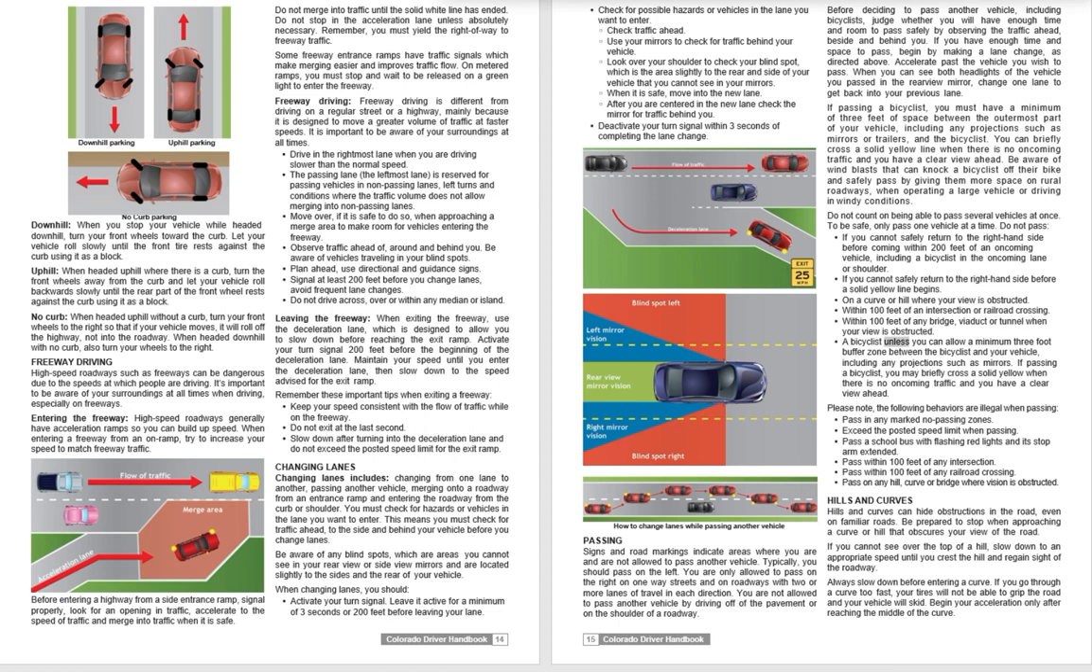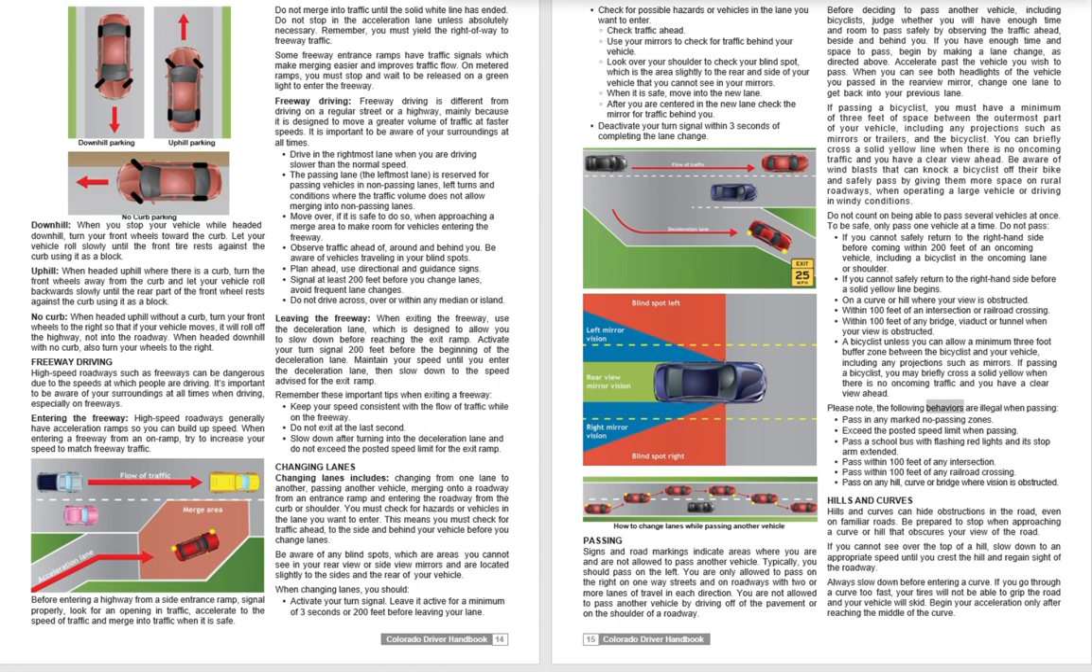A bicyclist, unless you can allow a minimum 3-foot buffer zone between the bicyclist and your vehicle, including any projections such as mirrors. If passing a bicyclist, you may briefly cross a solid yellow when there is no oncoming traffic and you have a clear view ahead.